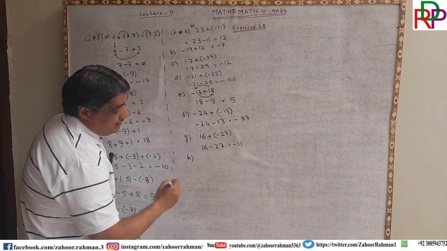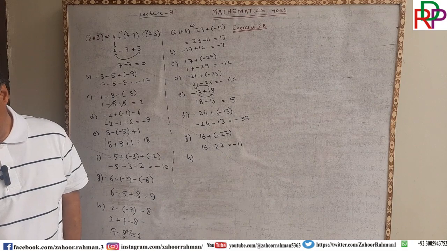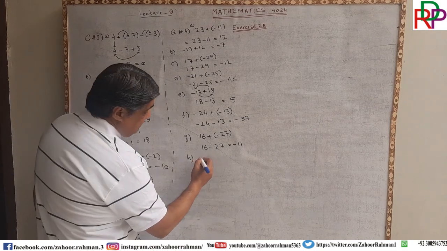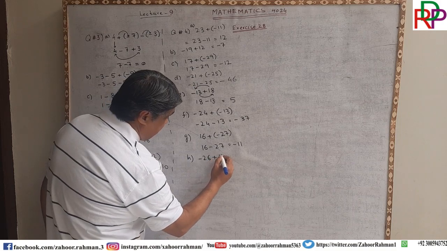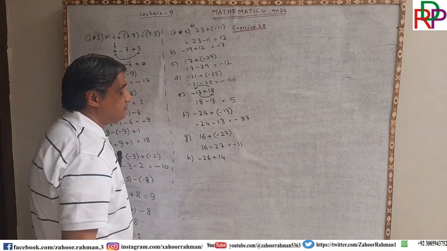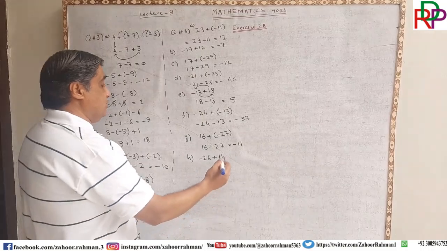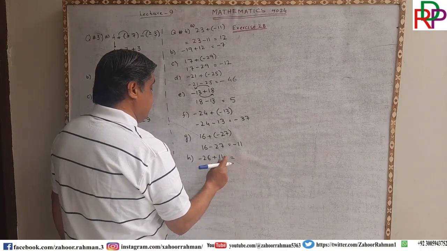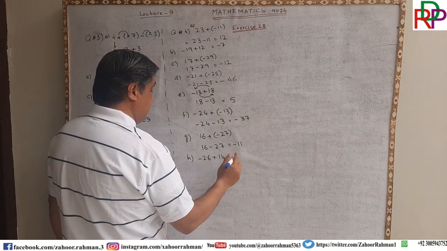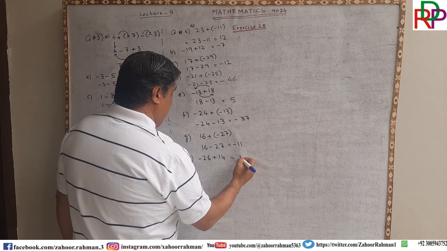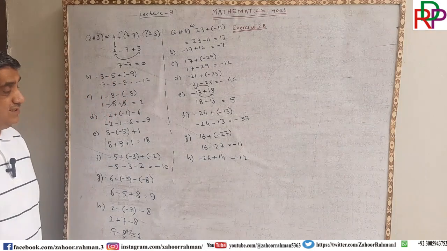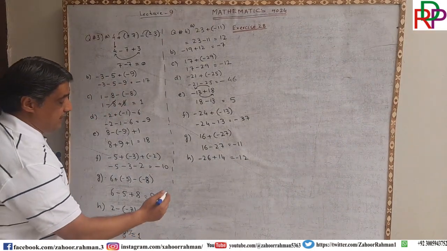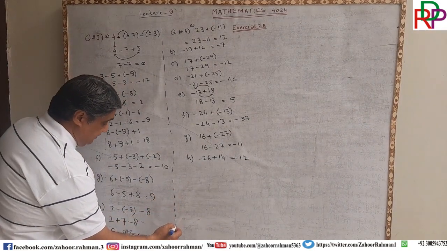Now H part is saying minus 26 plus 14. So 26 minus 14 means 12, and negative 12. The answer will be negative here.